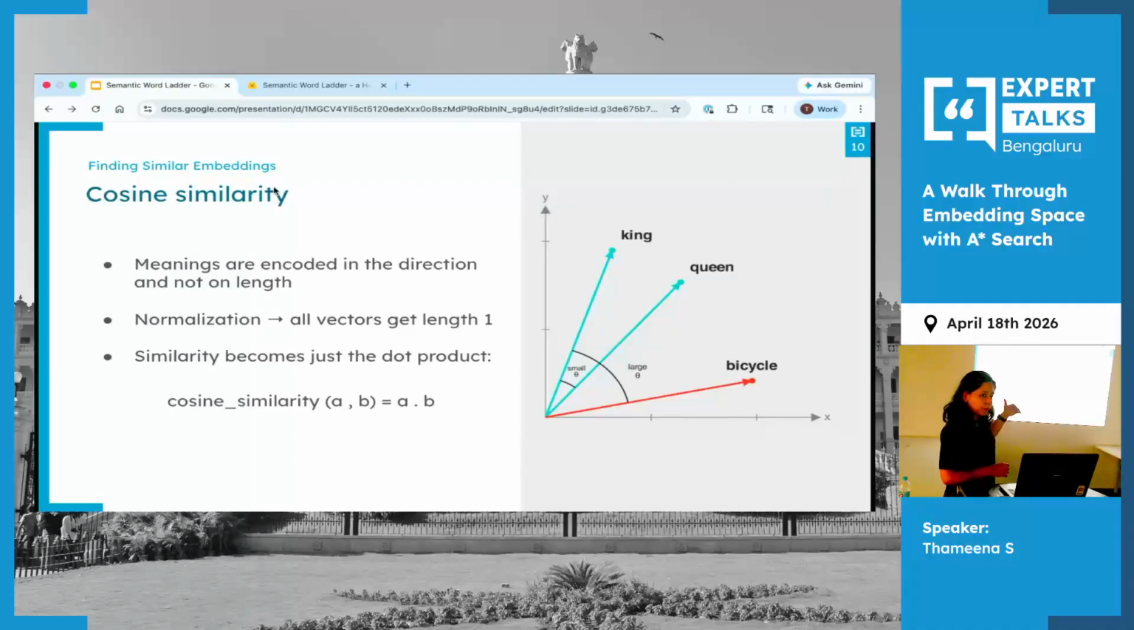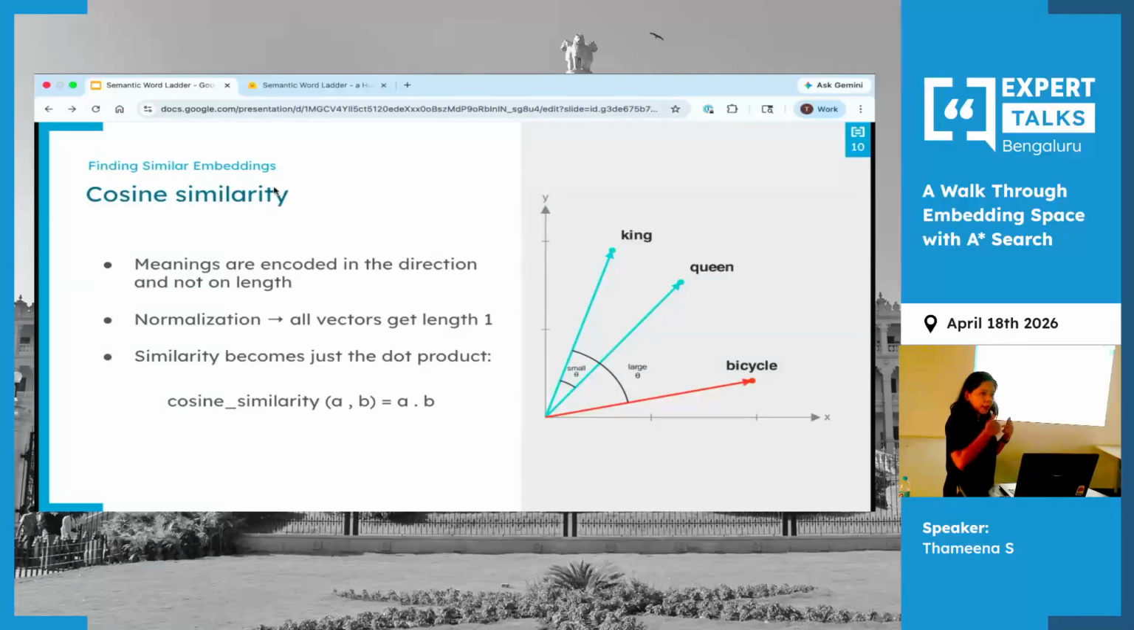And if you normalize these vectors, then the formula for cosine similarity becomes even simpler. It's just A dot B now. You just have to figure out the dot product of these two vectors. That's it. You don't have to worry about the magnitude. So normalization lets you simplify the formula for calculating cosine similarity.